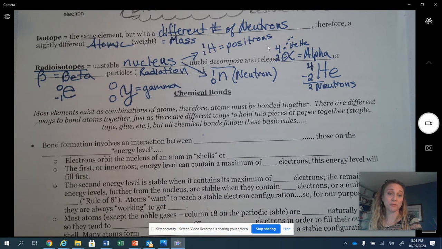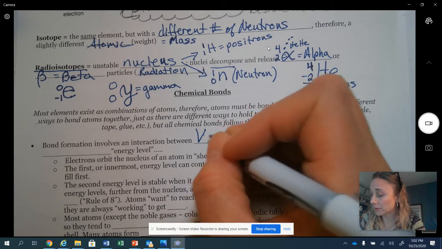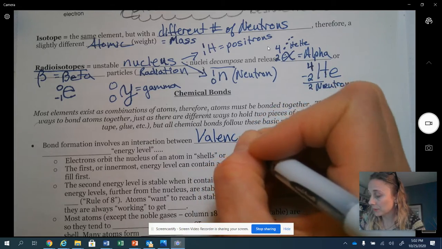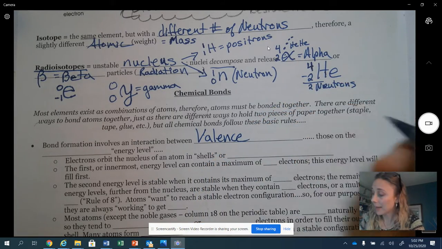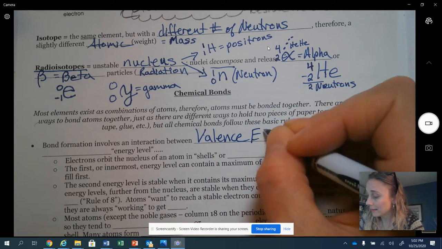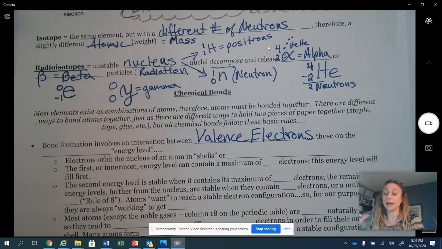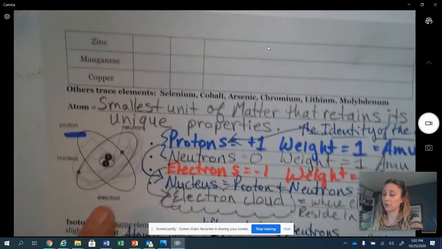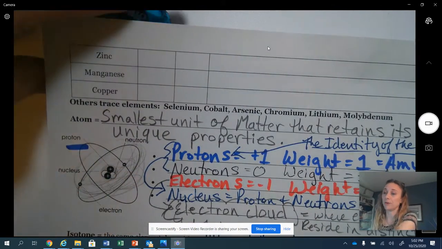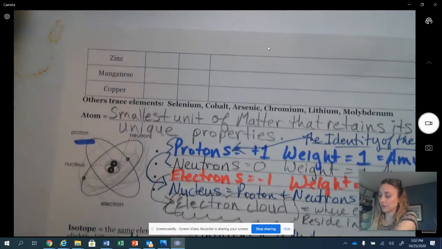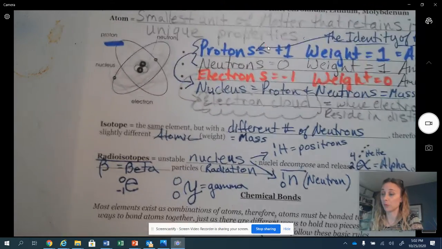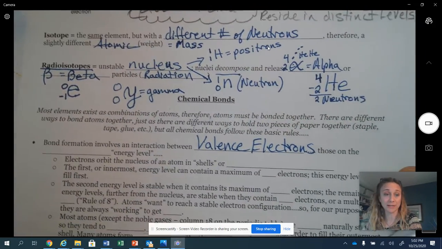Bond formation involves an interaction between electrons, most importantly, between valence electrons. Valence are the outer electrons, and so they're more accessible. They're on the outside. There's other energy levels that are filled with the electrons there, but the outer shell is what's going to interact with other atoms and maybe bond together.